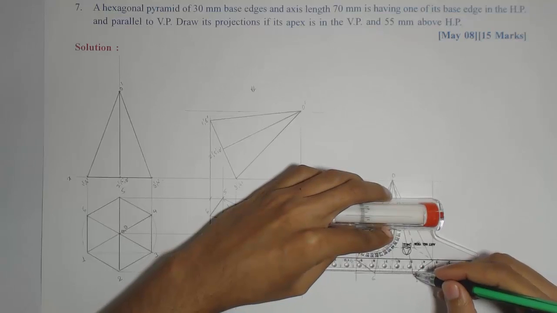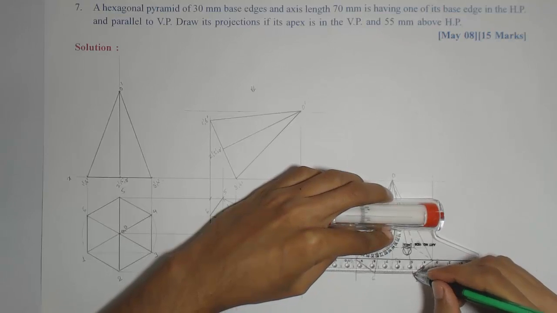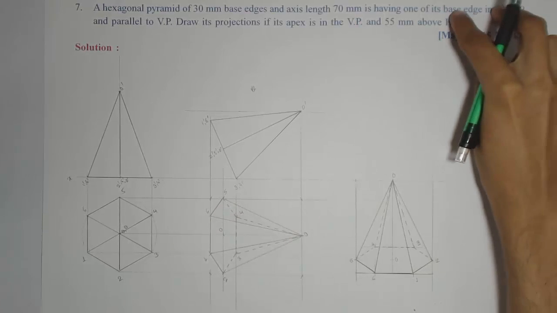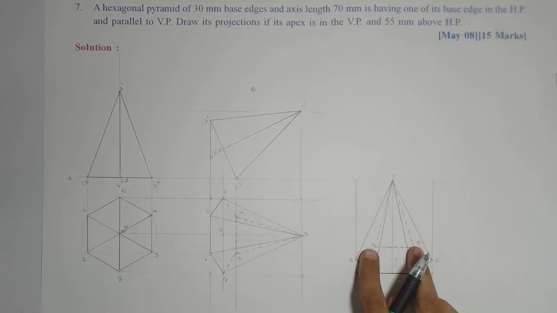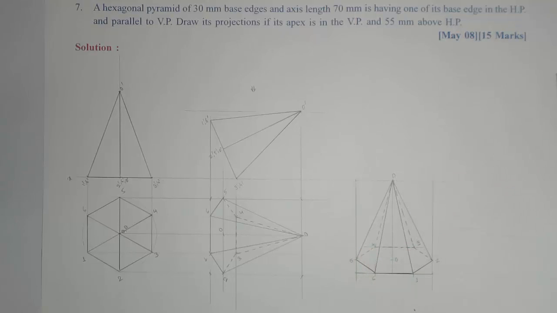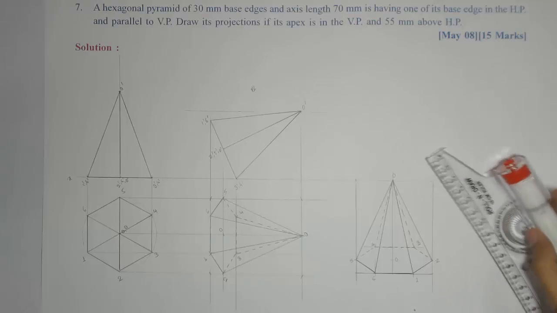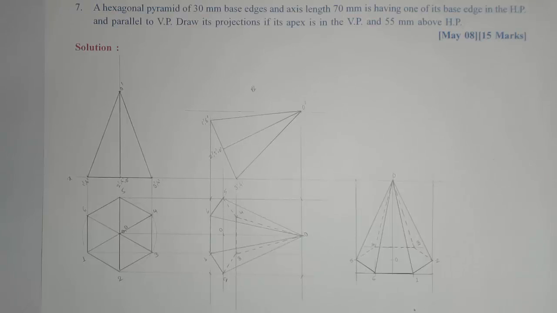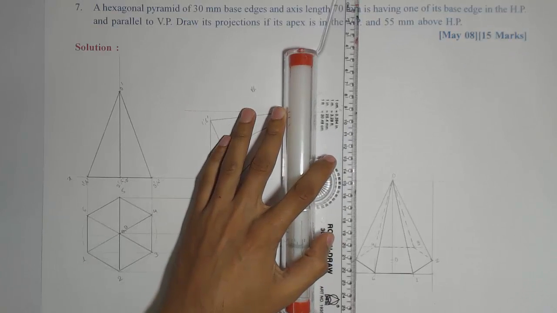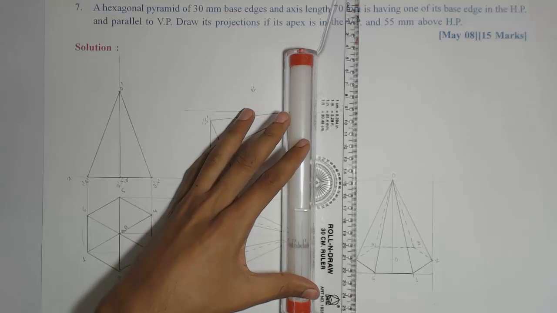In this stage we have satisfied two conditions. First is making the base edge parallel to VP, which is 3 4, and then keeping the apex in the VP. Okay, so now we'll complete the final view by just projecting all points, corners in the front view.